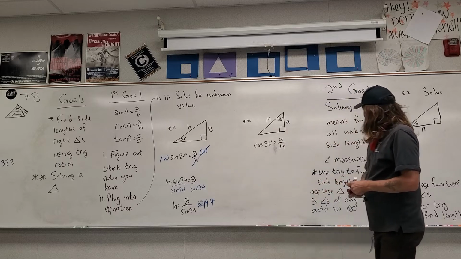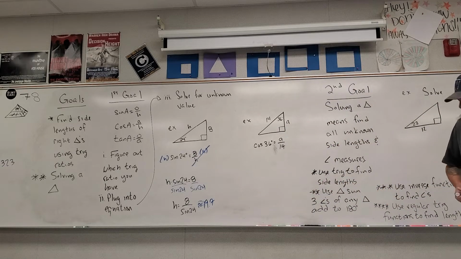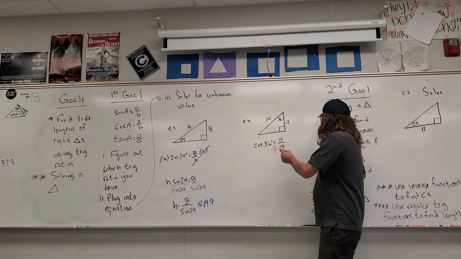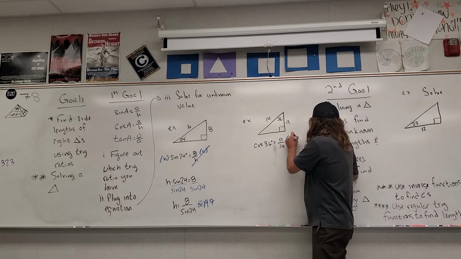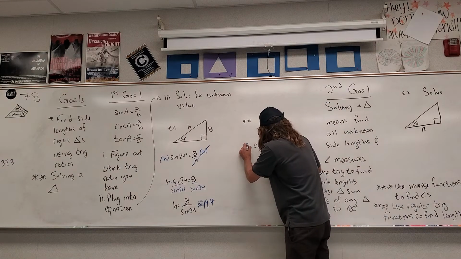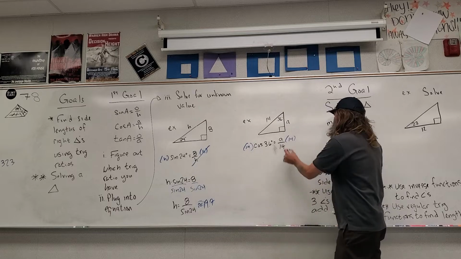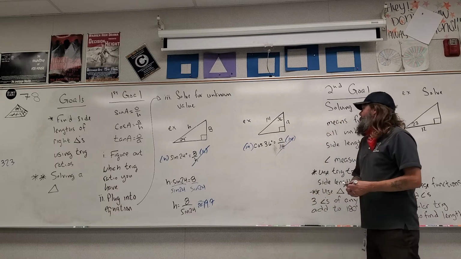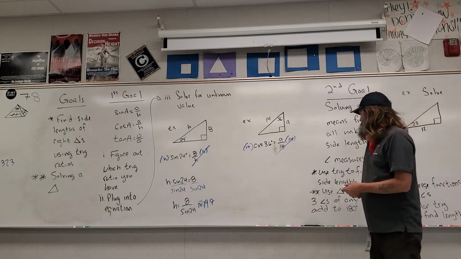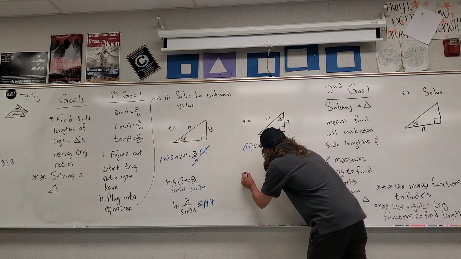All right, this one's really easy to solve. I just multiply everybody by 14 to get the a by itself. So I'll multiply the right side by 14, and I'll multiply the left side by 14. These will cancel out, and now I'm left with the length of a is equal to 14 times cosine of 36.